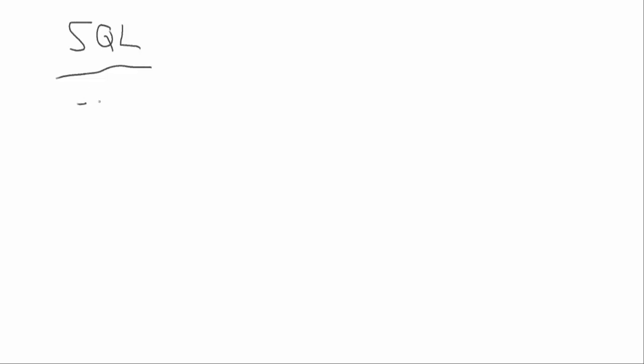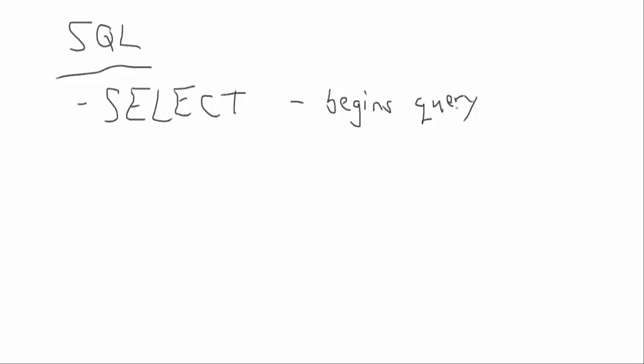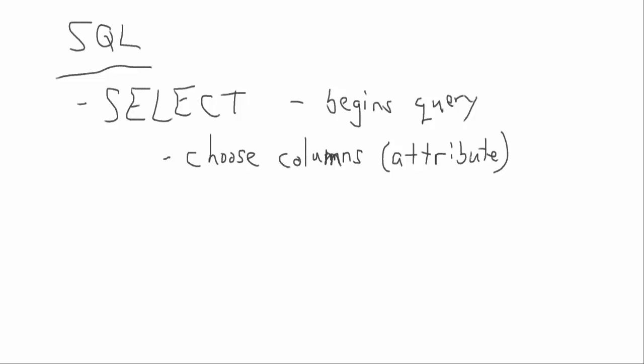In SQL, we use the select statement to begin the query. So select begins the query. Within the select statement, we're going to choose the columns. And as we remember, the column in a database table is roughly equivalent to the attributes that we have set up in our class diagram. So we're going to choose which columns to include in the query.